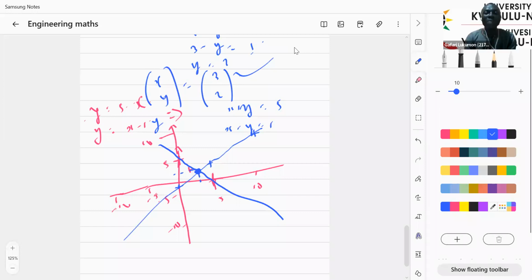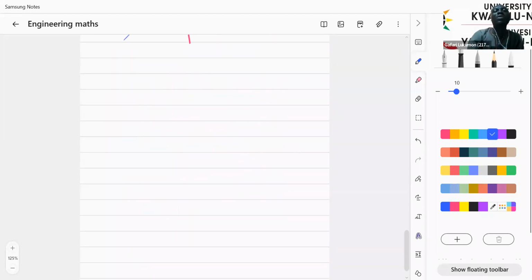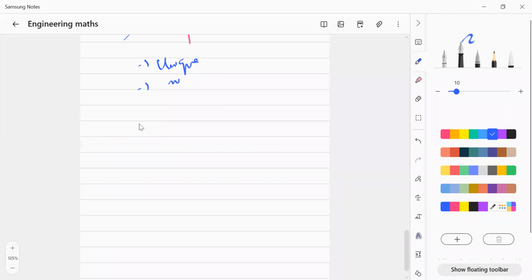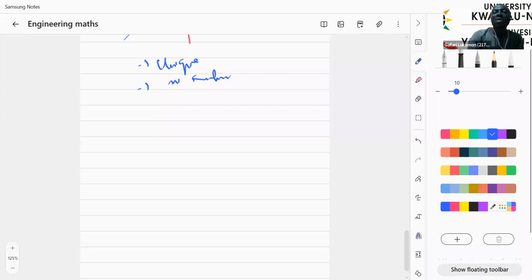Okay, now, when we have no solution... Don't forget I said we can have a unique solution, which I've demonstrated above. We can have no solution. Then we can have infinitely many solutions. You understand now? So for a unique solution, you have just a unique value of x and y. But for no solution, they are parallel.